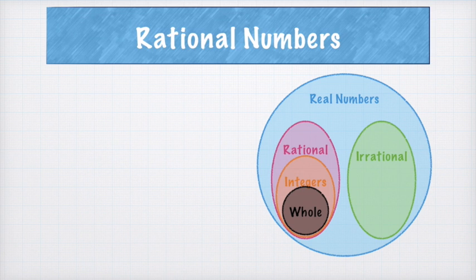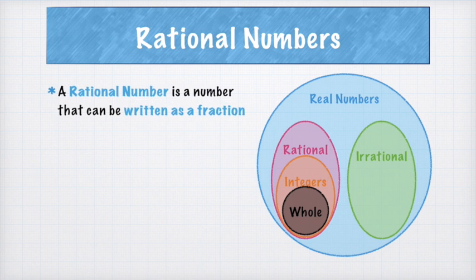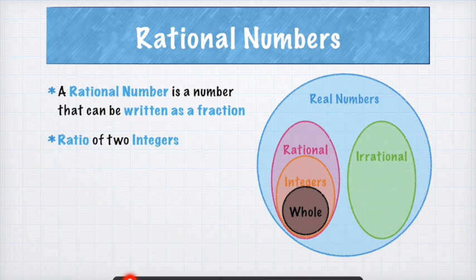So let's talk about rational numbers. We have this beautiful little chart over here, and I'll explain it as we go. A rational number is a number that can be written as a fraction. We have this beautiful little circle that contains all real numbers, and here we have rational numbers. Everything that we've been dealing with so far is a rational number. It's something that can be written as a fraction. It's a ratio of two integers.